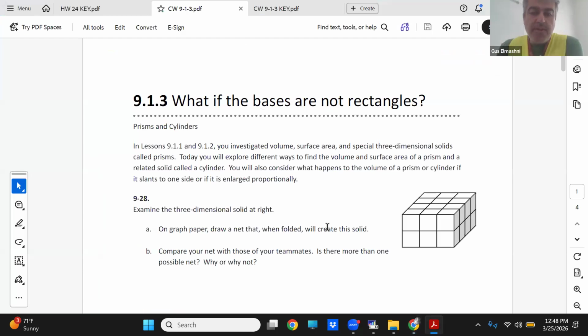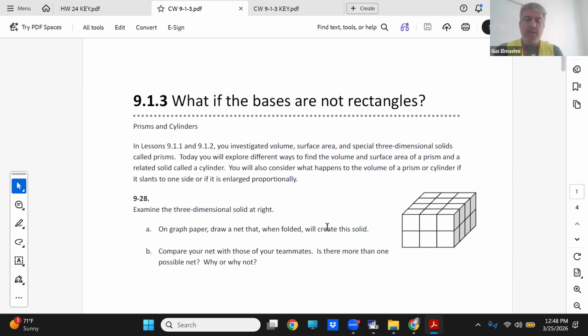All right. So in the first couple of lessons, we investigate volume, surface area, and splitting three-dimensional solids. We actually kind of did two lessons, right? If you think about it. Last time we met on Monday. And remember, they call these prisms, right? So now we'll explore different ways to find volume and surface area of a prism and a related solid called a cylinder. We'll also consider what happens to the volume of a prism or cylinder if it slants to one side or if it's enlarged proportionally.